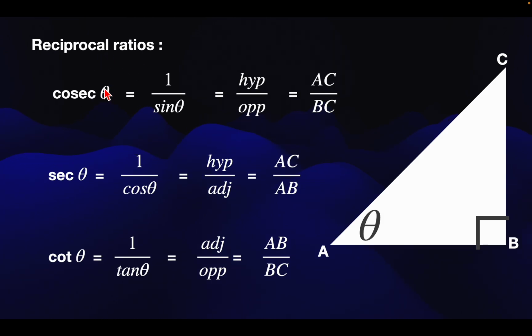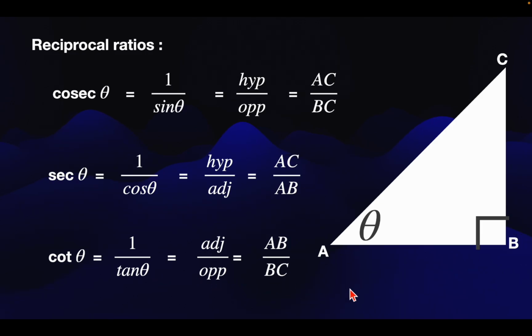There are 3 more ratios, which are reciprocal ratios. This you don't need to memorize. If you know sine theta, you can easily write down cosec theta. Cosec theta is nothing but 1 upon sine theta. Sine theta is opposite upon hypotenuse, so cosec theta will be hypotenuse upon opposite side. Sec theta is reciprocal of cos theta, so hypotenuse upon adjacent side. Cot theta is reciprocal of tan theta, adjacent upon opposite. So if you know sine theta, cos theta, tan theta, you can easily write down these. You don't need to remember these formulas. But this you should know. What is sine theta? Opposite upon hypotenuse. Cos theta is adjacent upon hypotenuse. Tan theta is opposite upon adjacent.